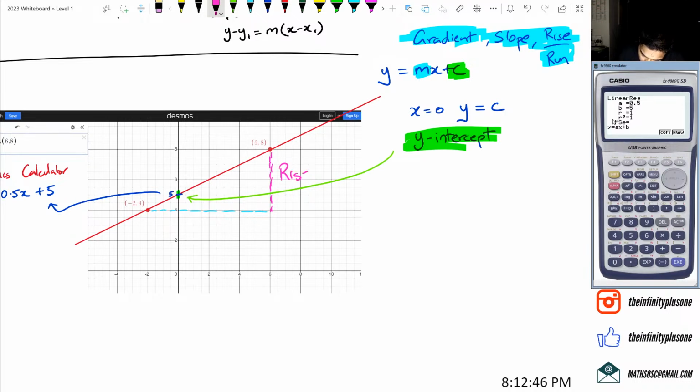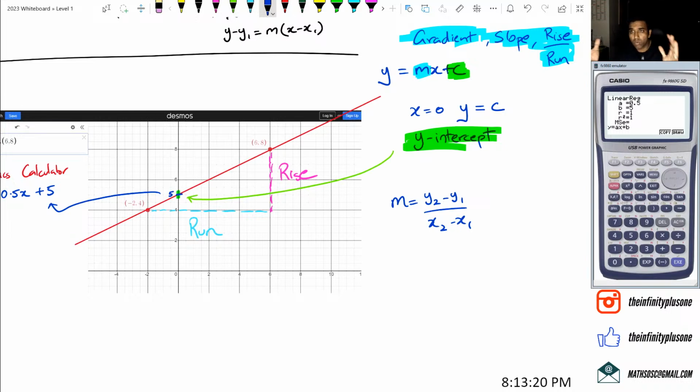So this is rise, this is run. So if I was to work out the gradient, the m, sometimes people write this formula: m equals change in y over change in x. You could also do it like this. You could write this as y2 minus y1 divided by x2 minus x1. Either way you think about this, it's going to work out.